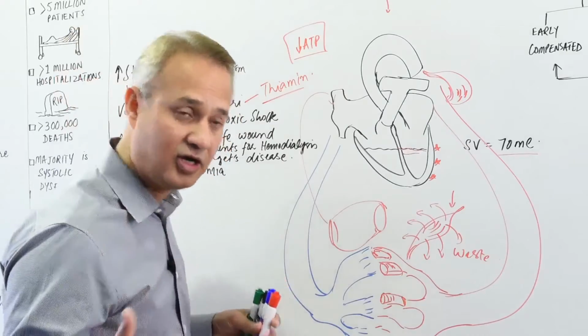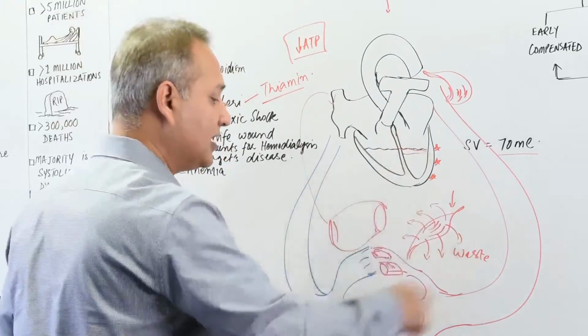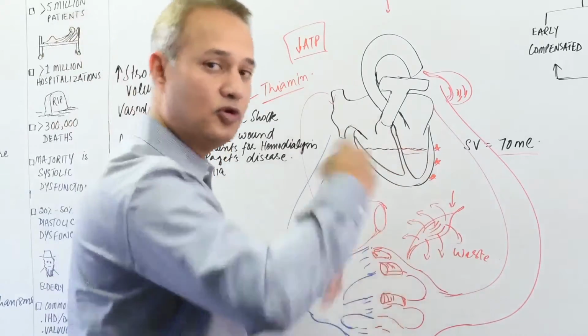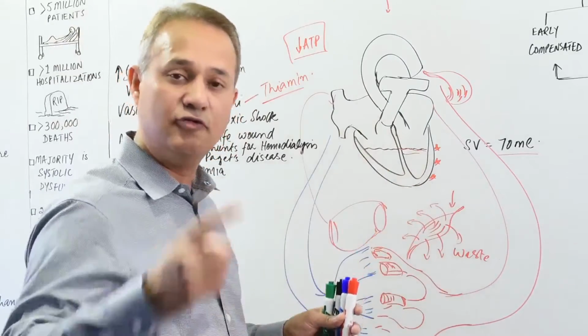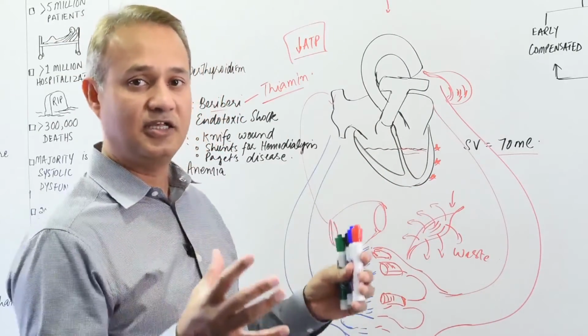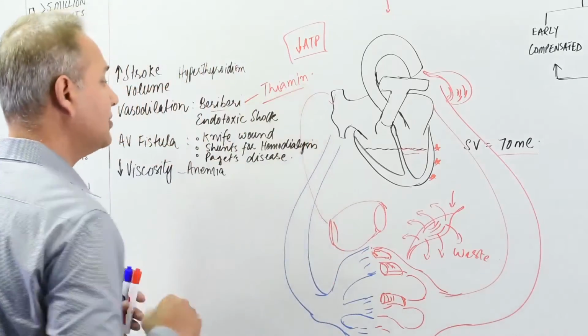That is the Frank-Starling law. So the heart tries to pump more, and then the blood comes back fast, and then it pumps more and it comes back fast, and that is a vicious circle that would end up killing the patient. So that is the wet beriberi.